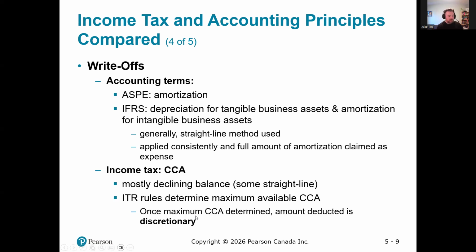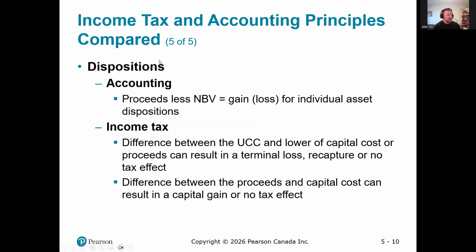One thing to note is our calculation for maximum CCA is just how much we are allowed. This is how much you can expense, but we don't have to take that full amount. There might be situations where our CCA calculation says we can take $4,000, but we're only going to deduct $1,500 this year for whatever reasons we might have. So our maximum CCA is discretionary.